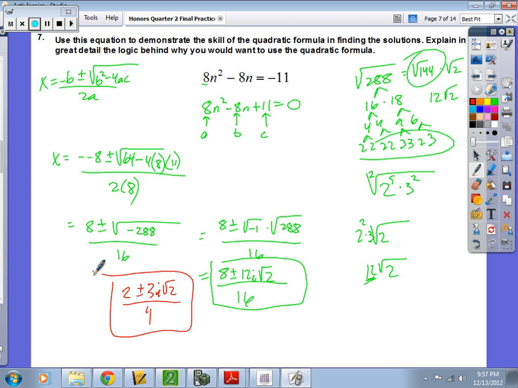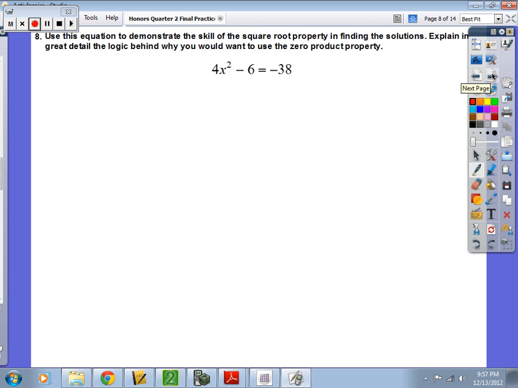Okay, that was beastly. That would have been a nightmare to do any other way. The quadratic formula is probably the only way we could sanely find solutions. Number 8. Okay, use this one to demonstrate the skill of the square root property.